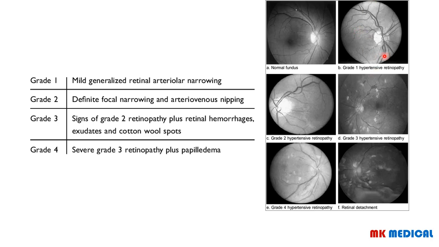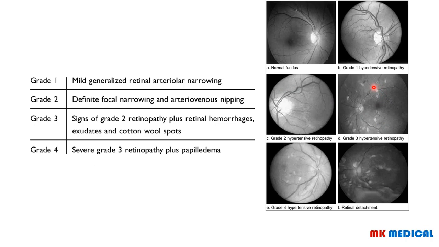Then grade 2, you have a definite focal narrowing and the arteriovenous nipping. So these vessels actually become very narrow. They become very tortuous. As you can see here, this is someone who's at grade 2. They also appear as if where the arteries and the veins are passing over, it appears as if they've been nibbled away. Then grade 3 is everything that you had in grade 2 plus your retinal hemorrhages, your cotton wool spots.